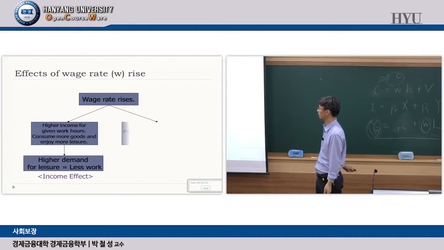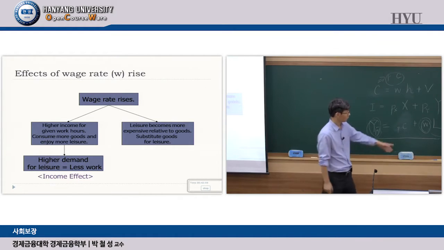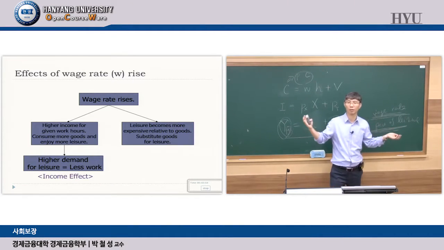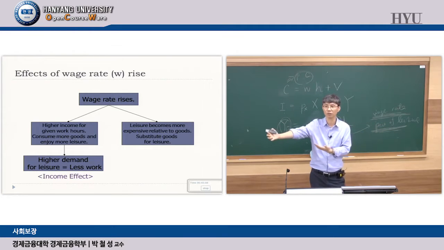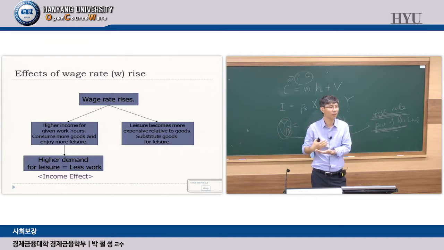What is the other side? The other side is that now leisure becomes actually more expensive. Right? So it's a price of leisure. Okay, if I skipped 1 hour of work, I lost $10. I used to lose $10. Now I lose $12. That means what? I would be more reluctant to skip working. Because $10, okay, that's nothing. But $12, that's a lot.